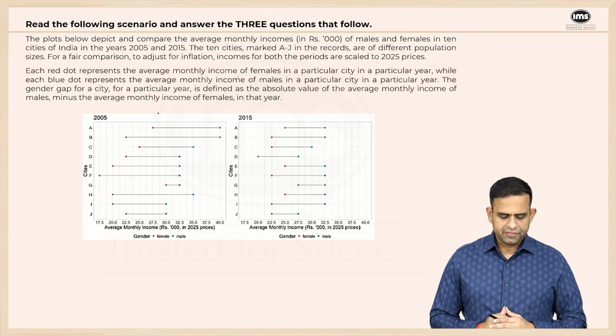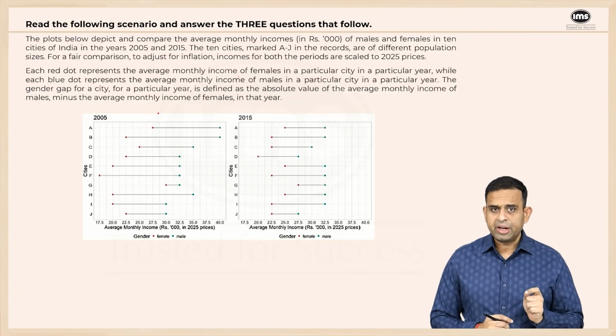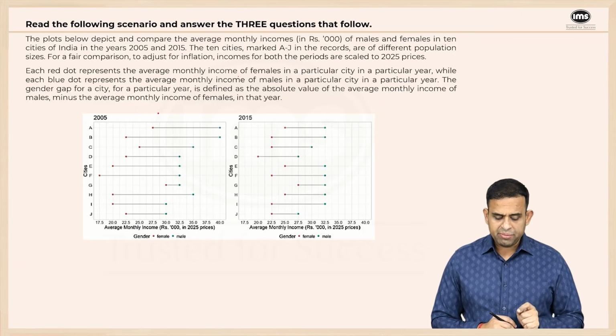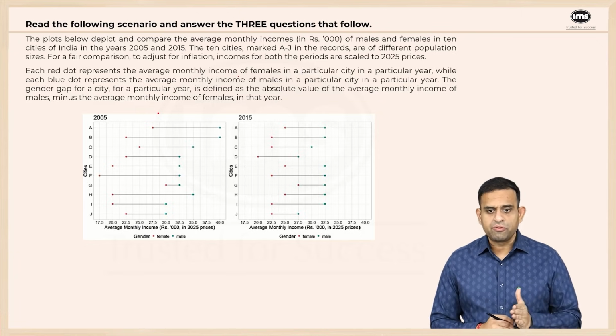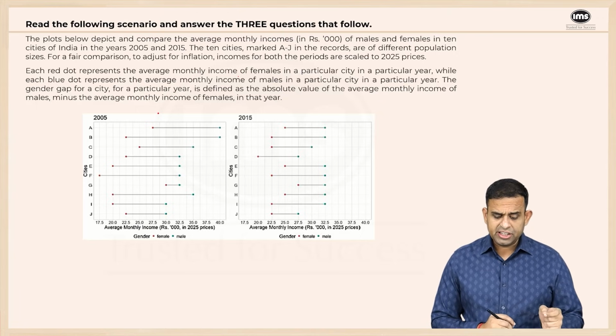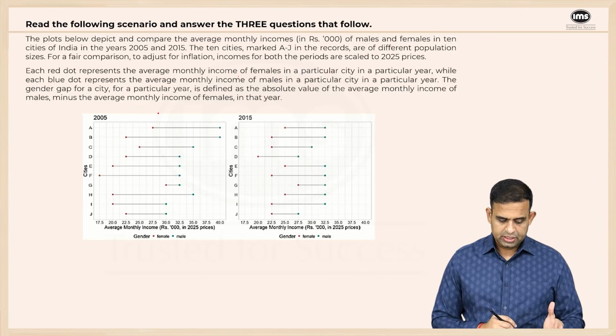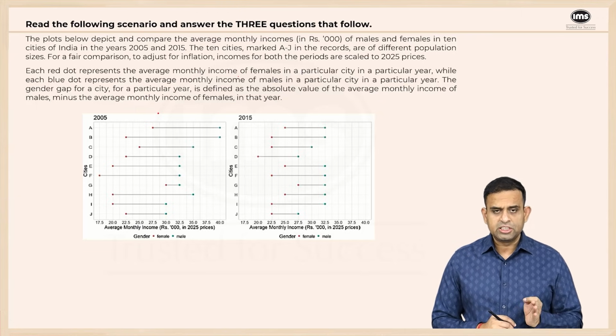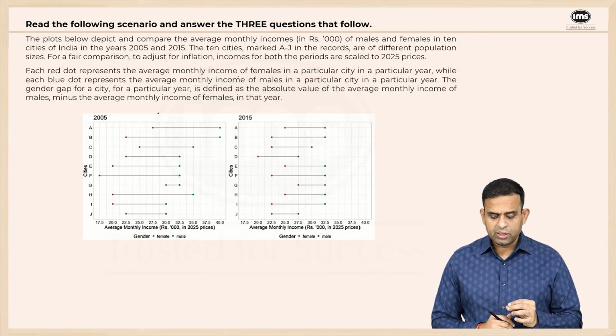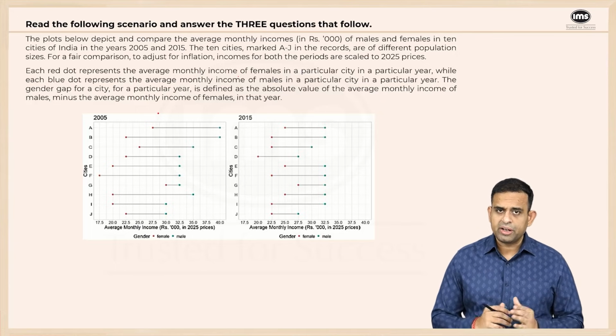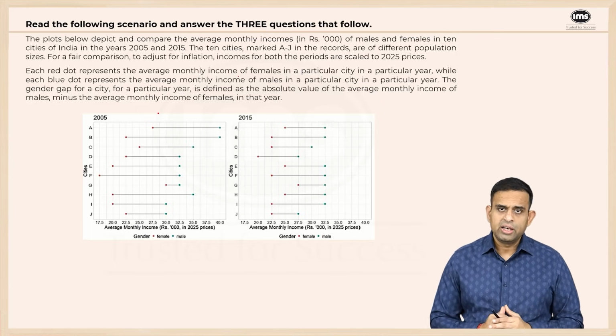In this DI set, it is given that the plot below depicts and compares the average monthly income in rupees 1000 of males and females in 10 cities in India for the years 2005 and 2015. The 10 cities marked A to J in the records are of different population sizes. For a fair comparison, to adjust for inflation, the incomes of both periods are scaled to 2025 prices. So we can compare them because both of them are in the same year.